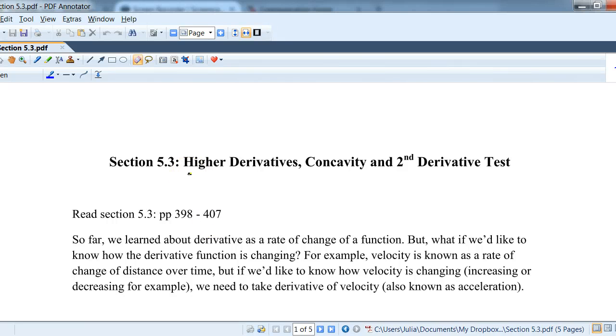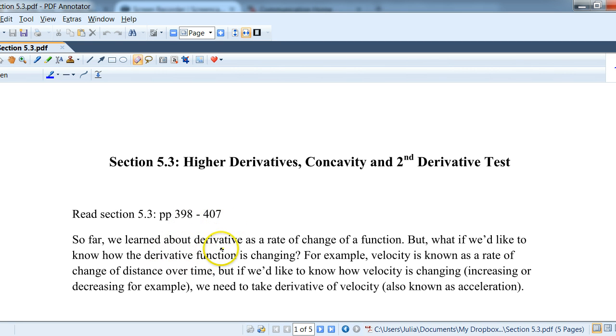In section 5.3, we'll learn about higher derivatives, like for example, second derivative, third, and so on, because the first derivative is not the only derivative that you can take of a function. So higher order derivatives, concavity, what does that represent? That's like shape of the graph, and also second derivative test, which is alternative to first derivative test for maxima and minima. Once again, I recommend actually reading through the section. Here are some helpful examples before class on Tuesday and so on.